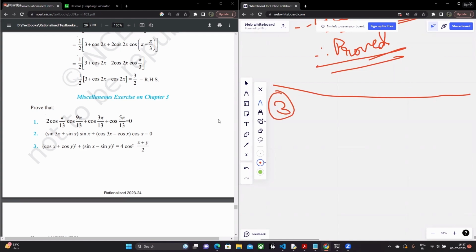Question number 3. Cos x plus cos y the whole square plus sin x minus sin y the whole square is 4 cos squared of (x plus y) by 2. Right. Again, instead of directly adding over here and then squaring and adding, you can do that. That is also fairly simple. I mean, there's not really a big difference, to be fair. So I'll do that method, because that is really very easy.